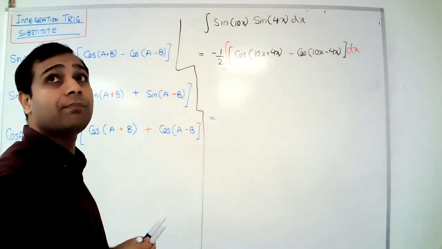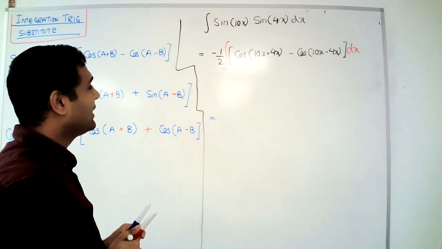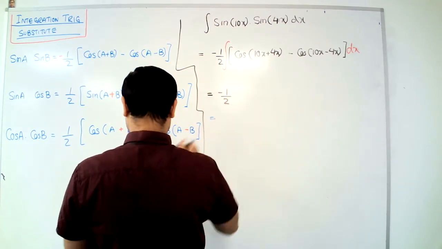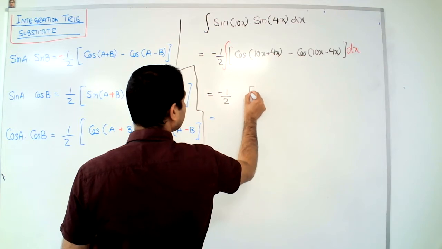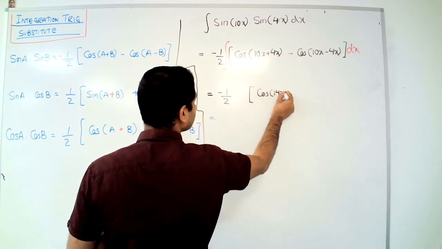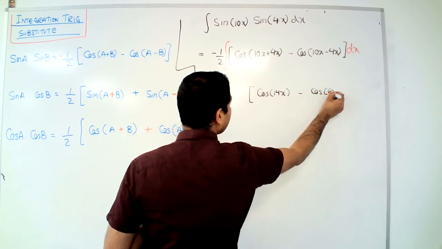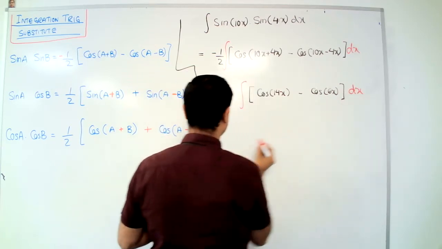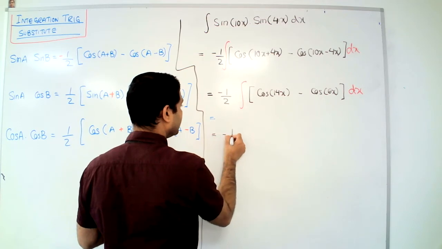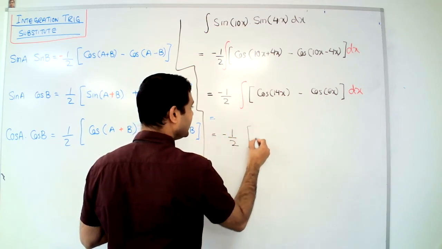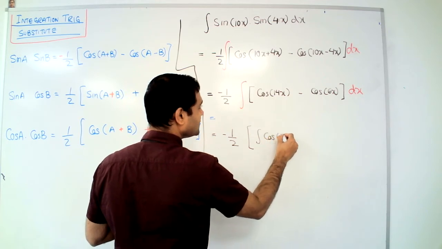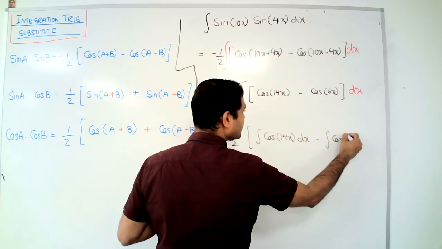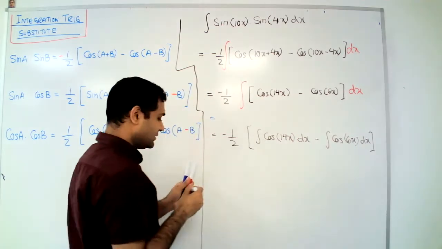Okay, now let's have a look at this bit. Now let's try to integrate this bit. The half is already out, and this integral is still there, but this thing becomes cos 14x minus cos 6x. Let's put the integral sign. The next bit, minus half is there. I need to integrate cos 14x dx minus integrate cos 6x dx. So I just put the integral sign in the middle.